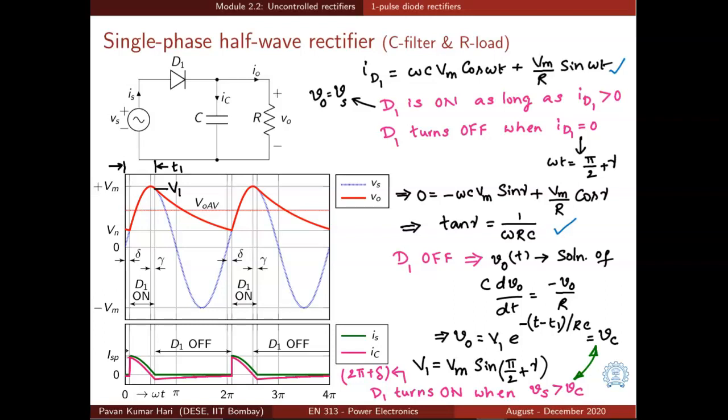What happens after the diode turns off? Once the diode is off, how does the output voltage look? The output voltage is now the solution of this differential equation: C dVo by dt is equal to minus Vo by R, because the circuit is just an RC and the source is simply disconnected.